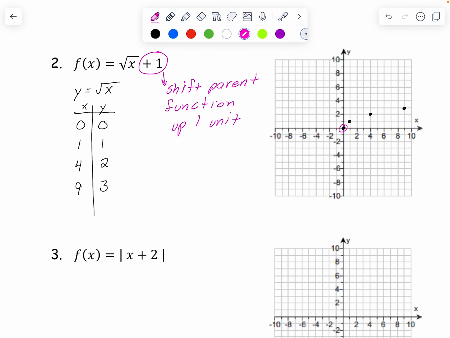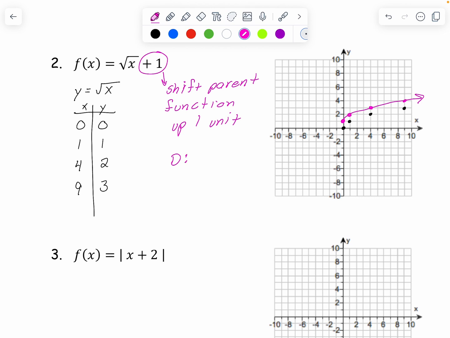So this first one, we go up 1. Then this one goes up 1. Then this one, up 1. And this one, up 1. So then we connect those new points, and we have that square root function, but it is now going to the right from a little bit higher starting point.